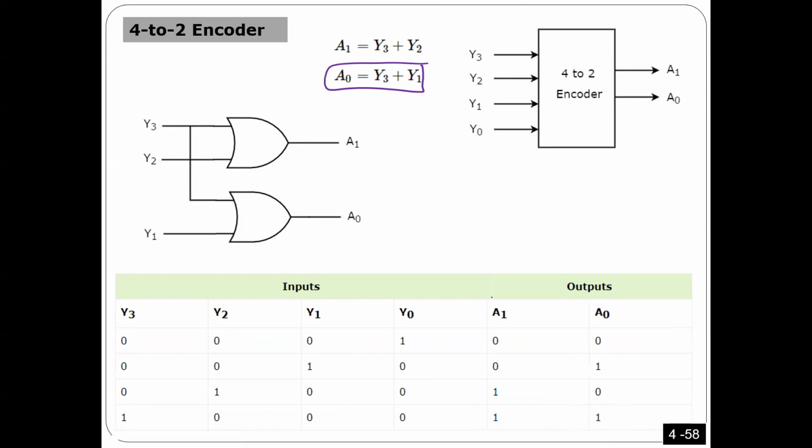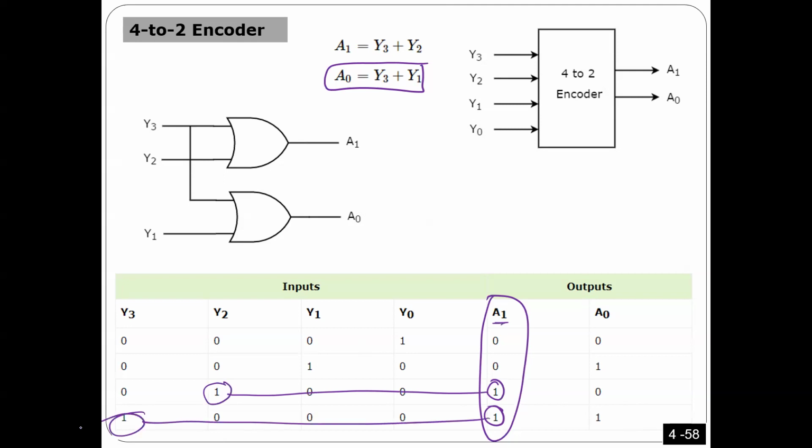Same thing for E1 here. Look at E1 here. It has to be 1 here and 1 here. So here, E1 has to be 1 when Y2 is 1 or when Y3 is 1. That's why you can see here Y2 or Y3. You can notice something here.